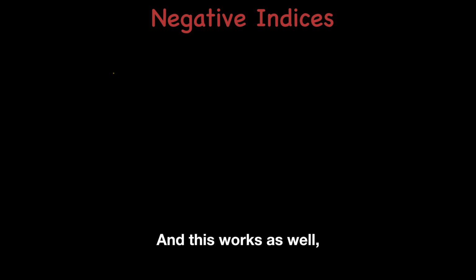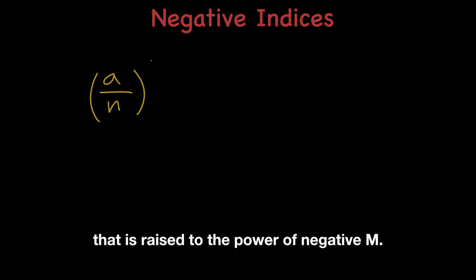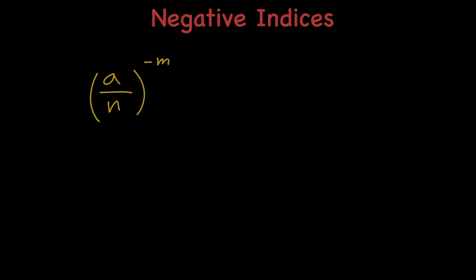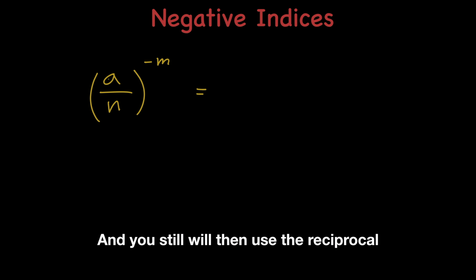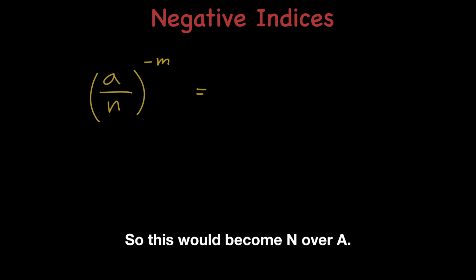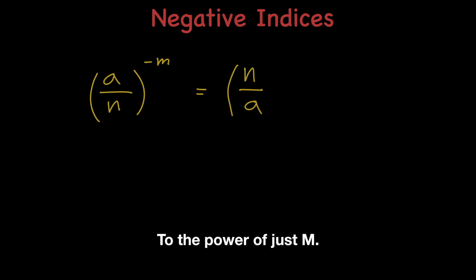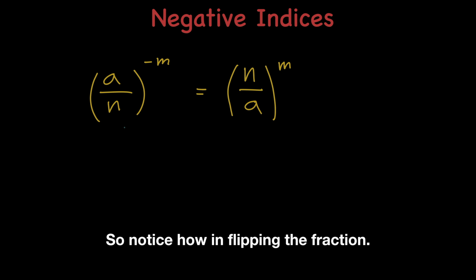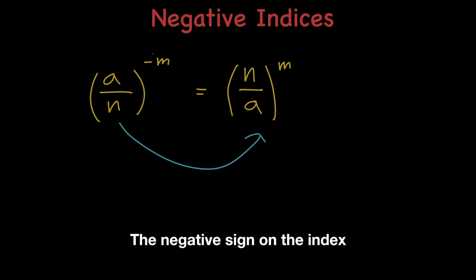And this works as well even if you have fractions. So you could have a over n, and that is raised to the power of negative m. And you still will then use the reciprocal and then apply the index as you would normally. So this would become n over a to the power of just m. So notice how in flipping the fraction, the negative sign on the index is swapped.